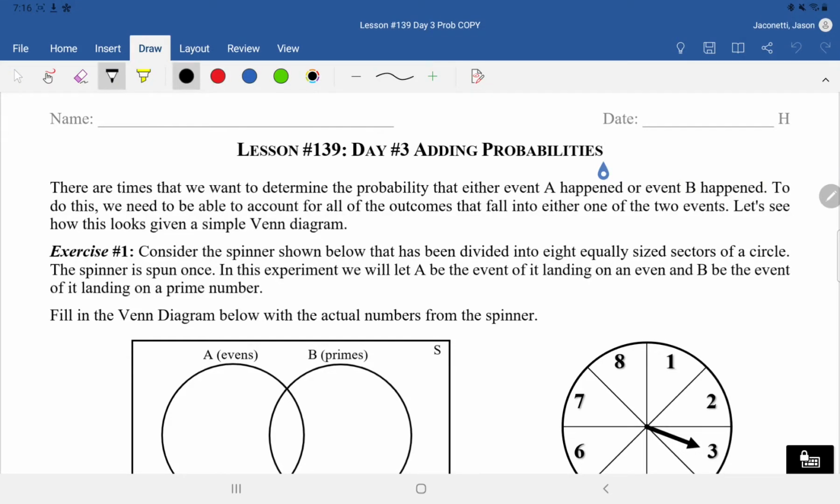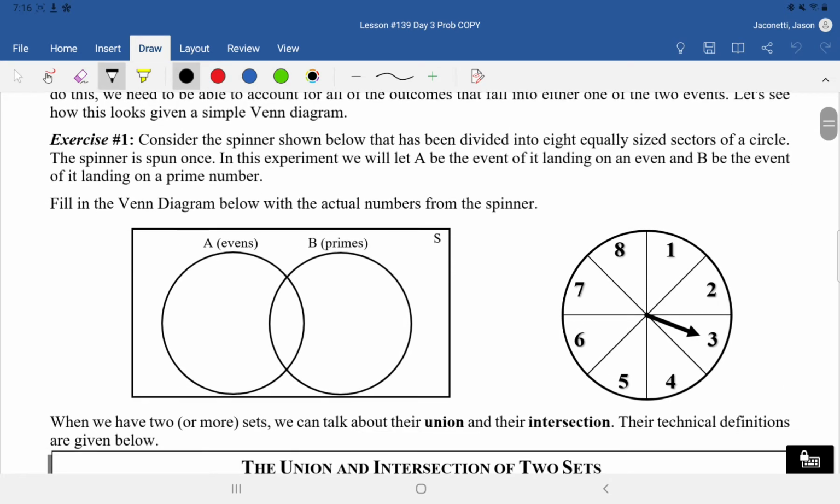Hello, ladies and gentlemen. This is lesson 139, adding probabilities. So we've been talking about the probability of event A happening and the probability of event B happening, but we need to talk about what happens when we're having A and B happening or A or B happening. And we'll take a look at that with a simple Venn diagram.